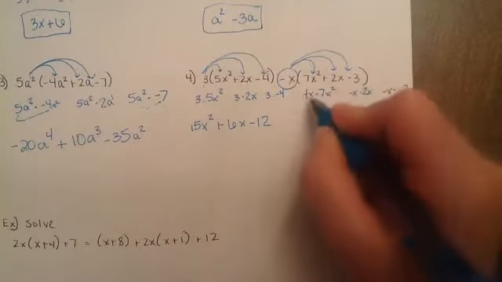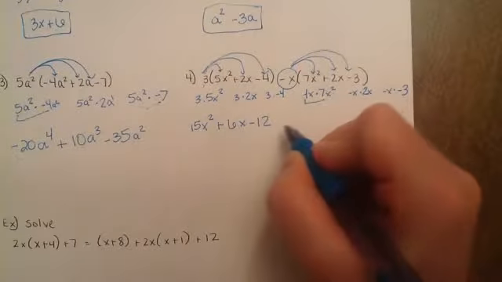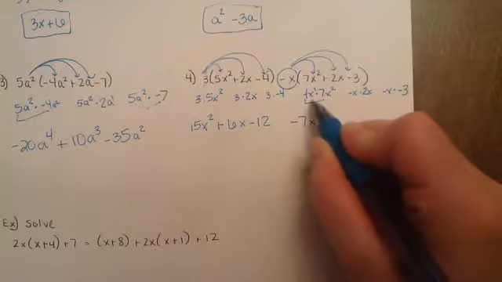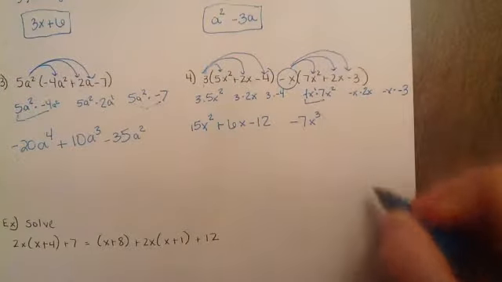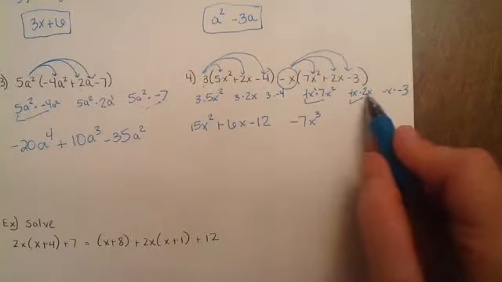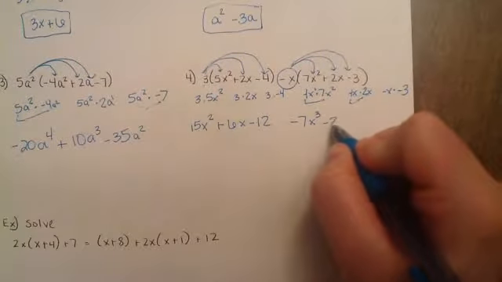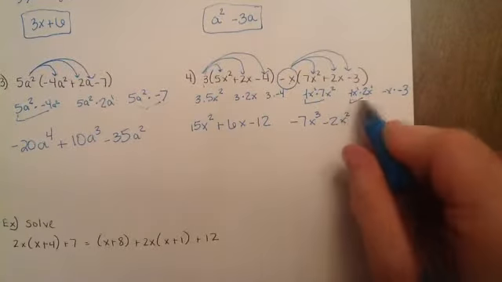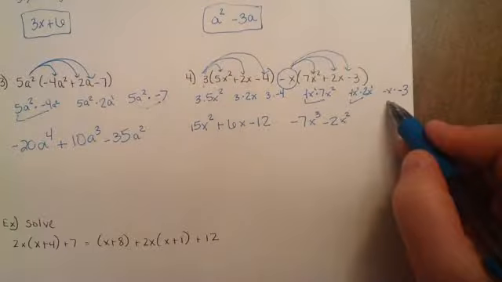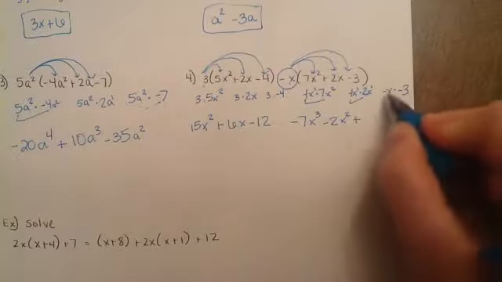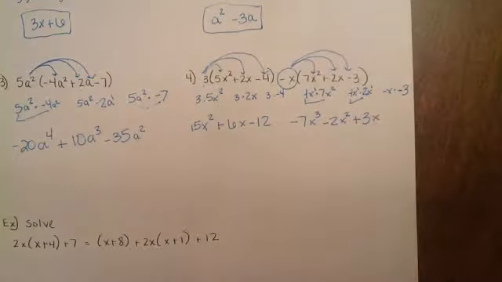This is a negative 1, so I have negative 1 times 7, negative 7. X. What do I do with my exponents? Add them. X to the third. Here I have a negative 1 again, so my number piece will be negative 1 times 2, negative 2. X to the second power. Add your exponents. And lastly, this is a negative times a negative, so a positive. Put the number in front, 3x. What's the last thing we can do for this problem?